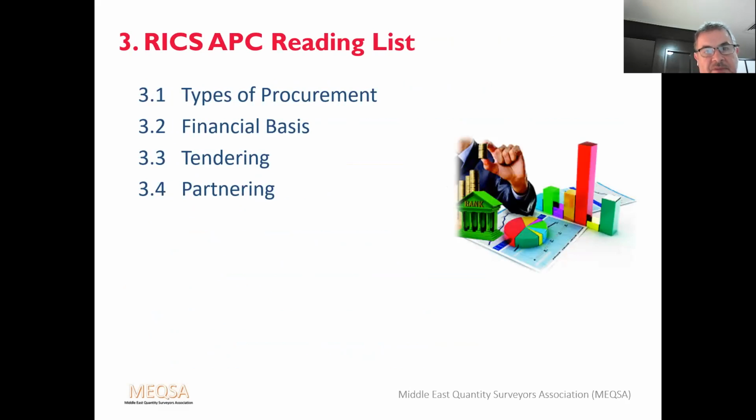There's an RICS APC reading list. I'm not going to list everything here. It's all listed in the pathway guides, which I'm sure you all have access to. But the main headings are the types of procurement, the financial basis, tendering and partnering, and that's what I'm going to be dealing with in this presentation.